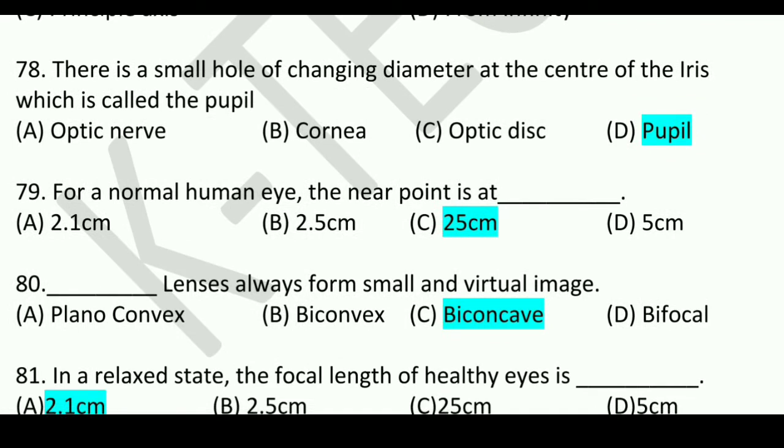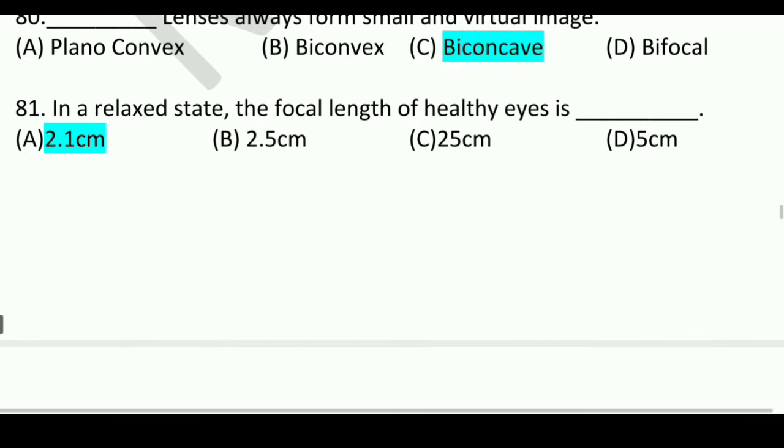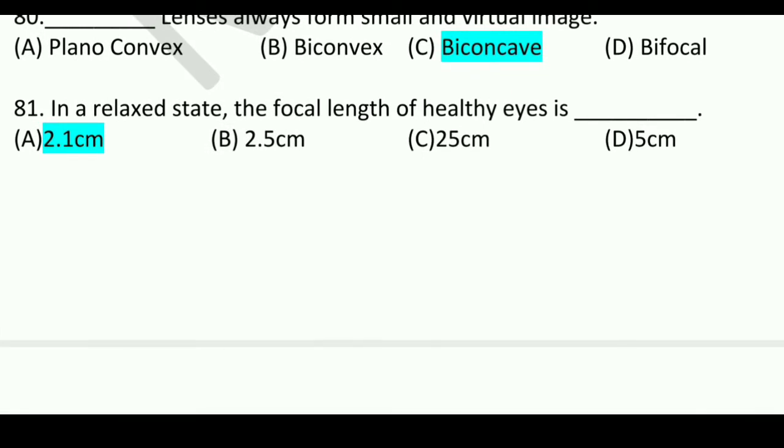There is a small hole of changing diameter at the center of the iris, which is called the pupil. For a normal eye, the near point is at 25 cm. Dash lenses always form small and virtual images. So which type of lenses form small and virtual images? Yes, it is biconcave lenses. In a relaxed state, the focal length of a healthy eye is 2.1 cm. Correct.